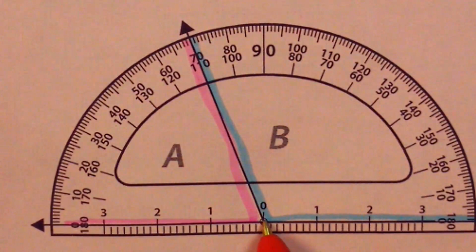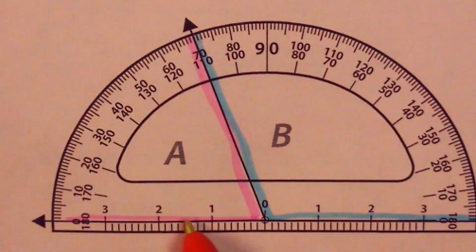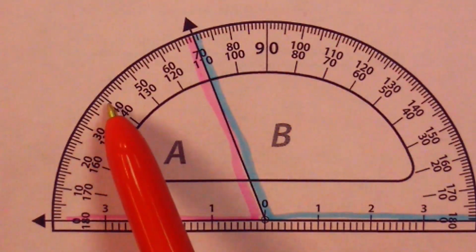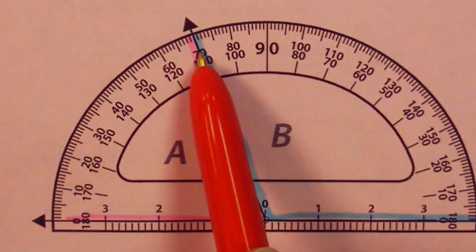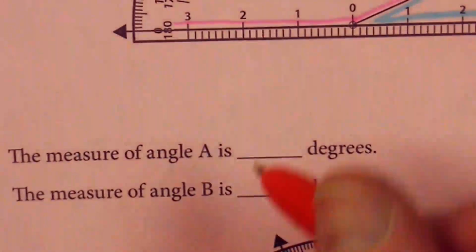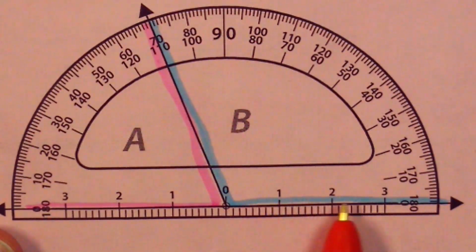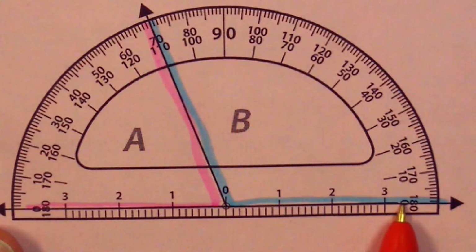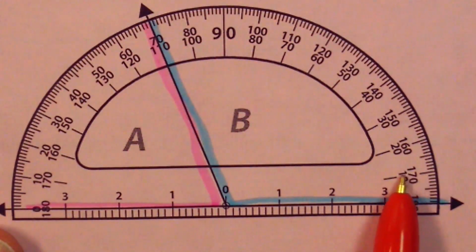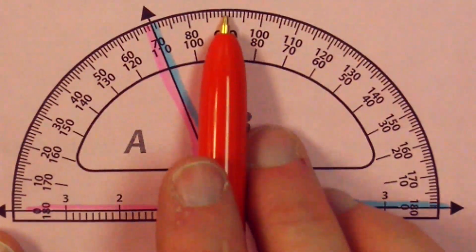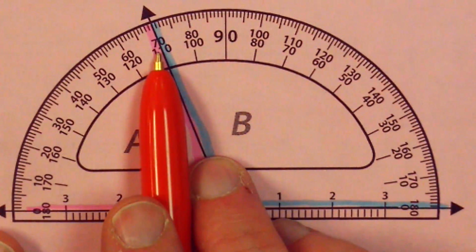Once again, when I start on the flat portion of my protractor, I'm trying to start at 0. Where is 0 here? It's the top number, so I'm going to ignore the bottom numbers. Follow it, 10, 20, 30, 40, 50, 60, 70. A is 70. The B angle, follow it out to the 0. Oh, and the 0 is the bottom number, right? Follow the bottom numbers, 30, 40, 50, 60, 70, 80, 90, 100, 110.